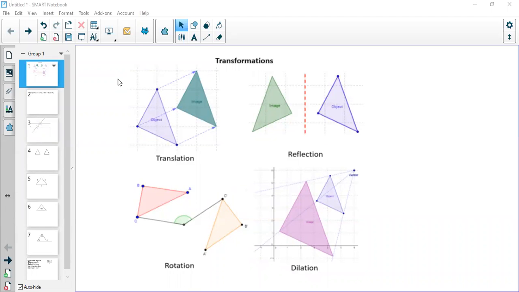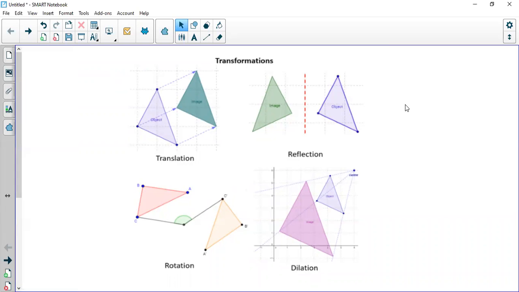Okay, so for your quiz tomorrow, we're going to be reviewing most of the concepts that we've learned for this marking period. The first thing that you're going to need to know is the difference between these congruence transformations. What does a translation look like? What does a reflection look like? A rotation. And then this last one here, this is not a congruence transformation.